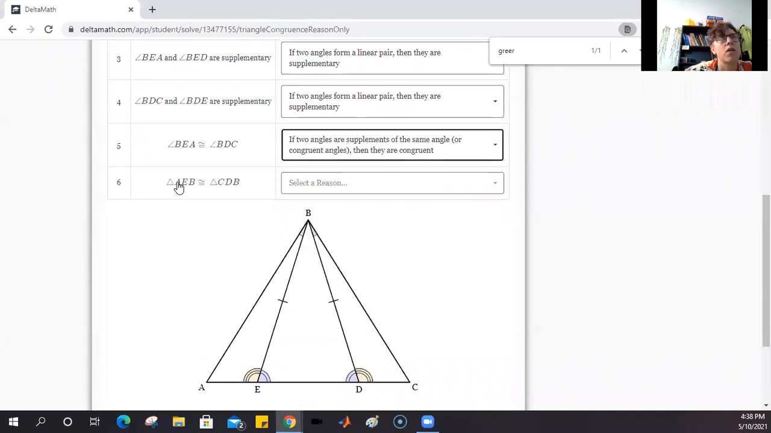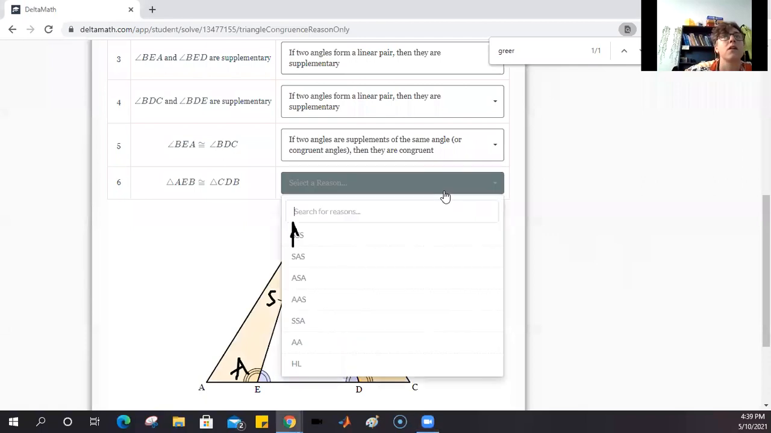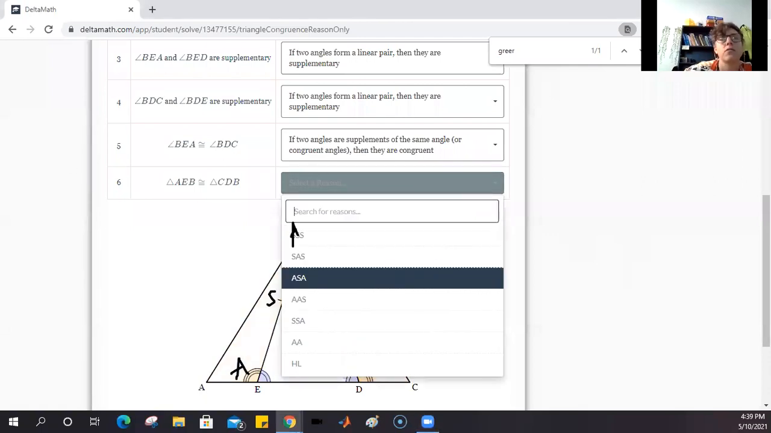Okay, so then why are triangle AEB and CBD congruent to each other? Well, let's mark the things that we have for these guys. We now have a pair of angles that are congruent, a pair of sides that are congruent, and another pair of angles that are congruent. Angle, side, angle. That must be why these are congruent to each other.